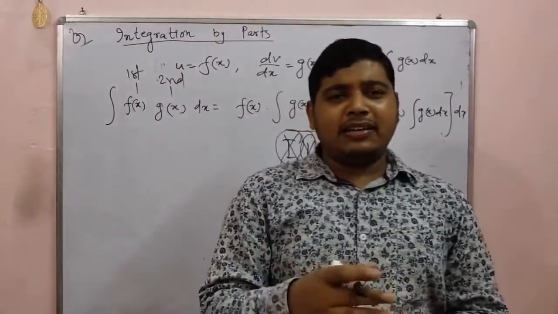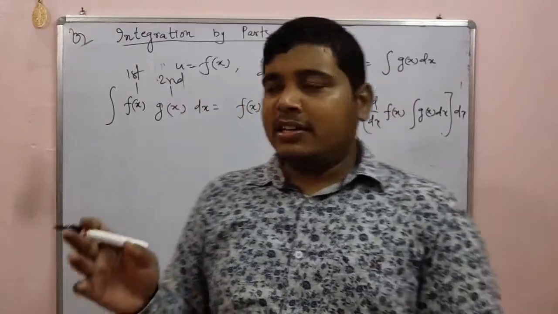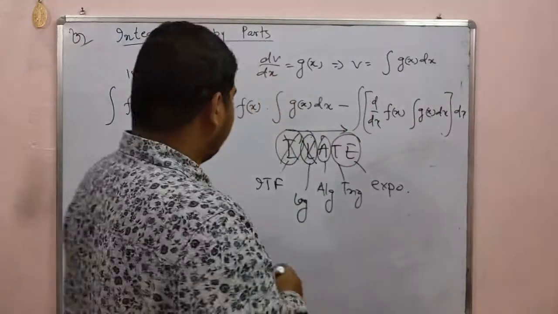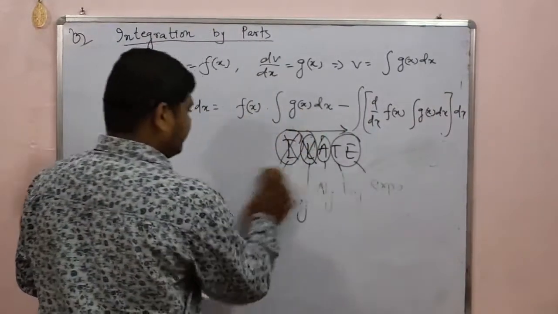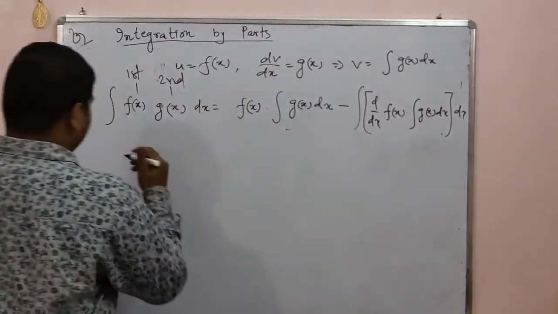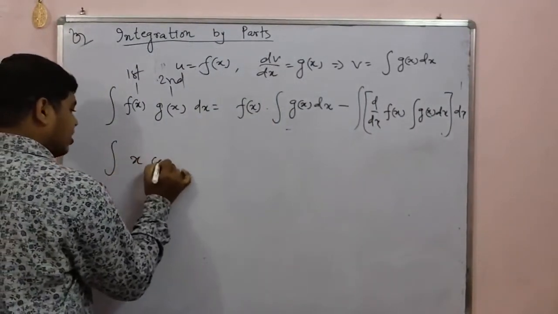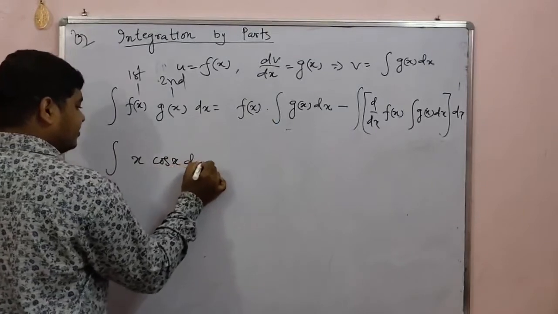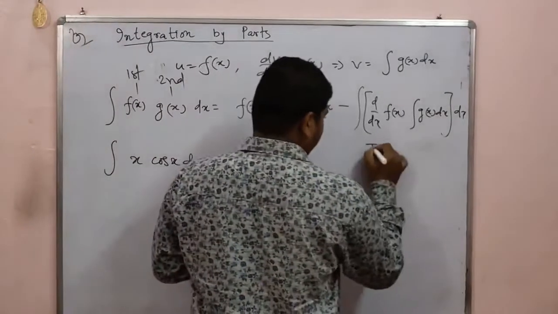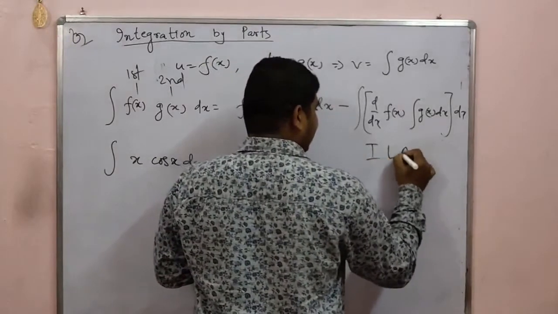By taking two or three examples, we can easily understand this. So take an example: the integration of x cos x dx. We have the rule ILATE.